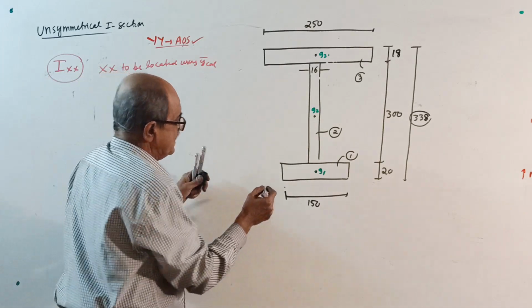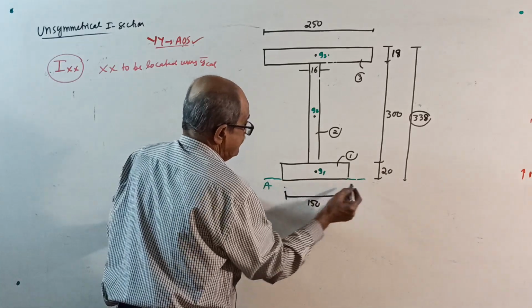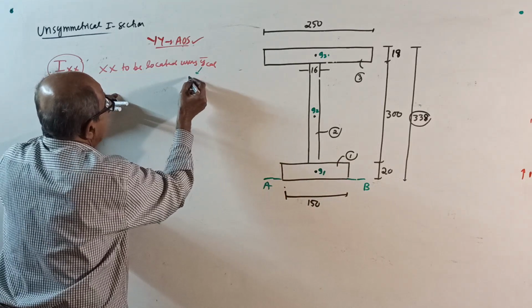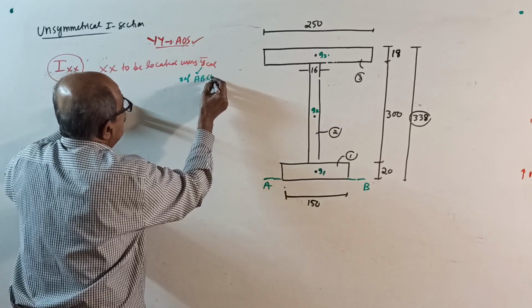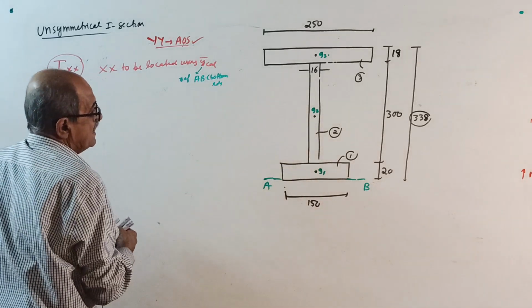Okay, take reference. I will explain for the bottom edge. See, take the bottom edge as reference, say AB here. Y bar calculation. See, Y bar we will calculate, and the reference is AB. That is the bottom edge. Okay, start directly.